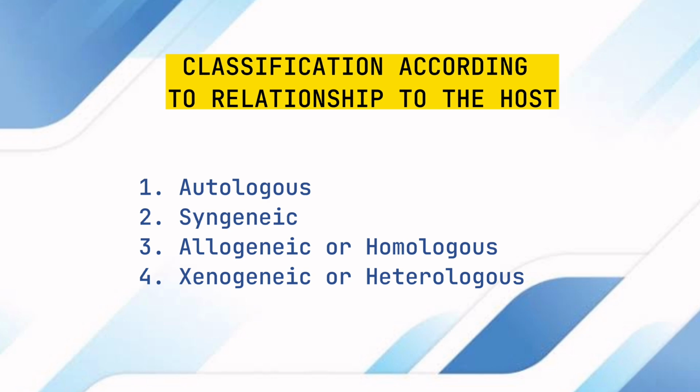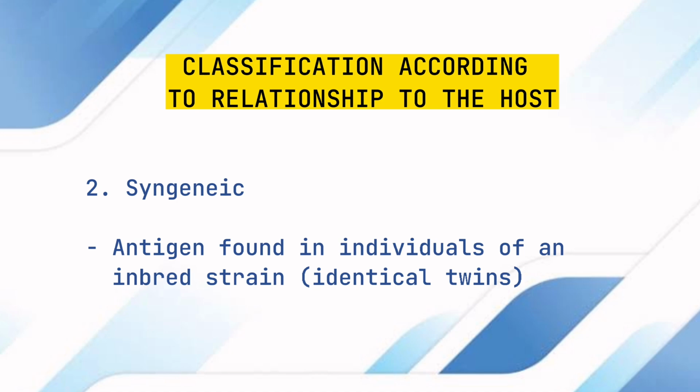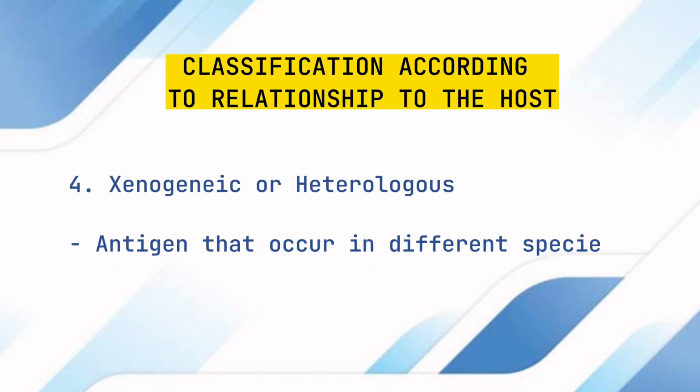Classification according to relationship to the host. 1. Autologous. 2. Syngeneic. 3. Allogenic or homologous. 4. Xenogeneic or heterologous. Autologous: antigen found within the same individual. Syngeneic: antigen found in individuals of an inbred strain, identical twins. Allogenic or homologous: antigen found within the same species but supplied by different individuals. Xenogeneic or heterologous: antigen that occurs in different species.